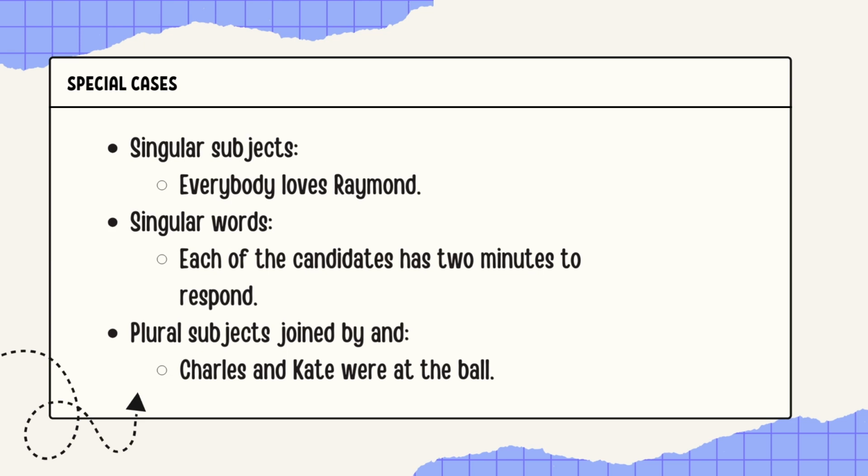In special cases, pay attention to them. Words like "everybody" are singular, and subjects joined by "and" are plural. Understanding these rules will help you avoid errors.